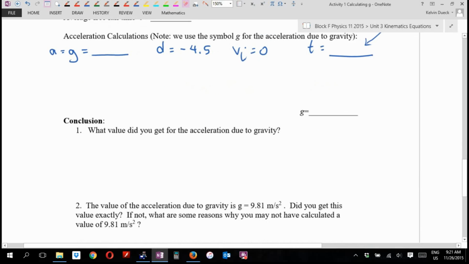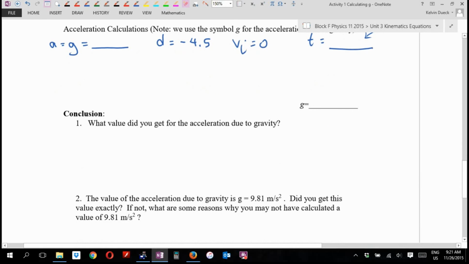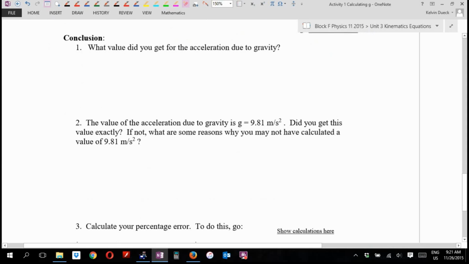Then, conclusion. Number 1, you're going to write what value did you get for the acceleration due to gravity. That's where you're going to put your final data. The acceleration due to gravity is actually negative 9.807, which is negative 9.81. We're going to use 9.8 all year long. Did you get this value exactly? If not, what are some reasons why you may not have got that value? The big one is going to be human reaction time, but you may have noticed some other things as well.